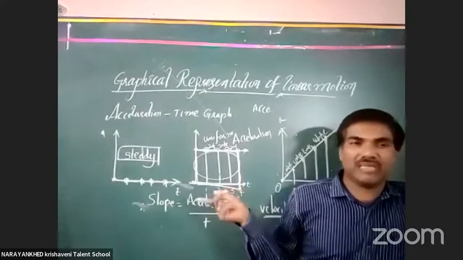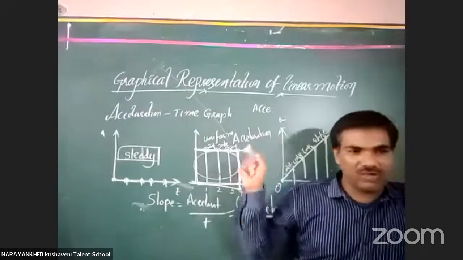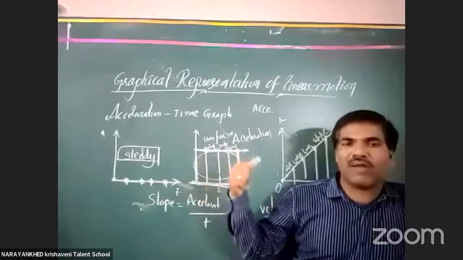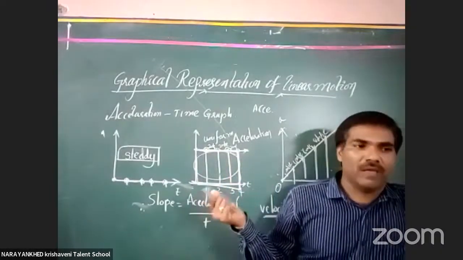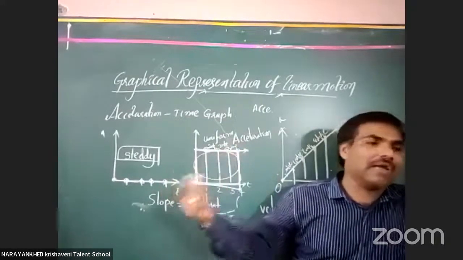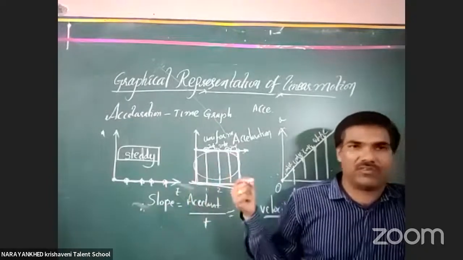Yesterday we discussed, in case of non-uniform velocity, under the curve, how many squares are there? The area of a square into the number of squares gives the distance covered by the body. Displacement is also given, as well as by trapezium area and triangle area. These give the distance and displacement.